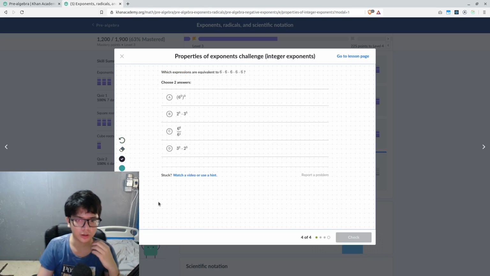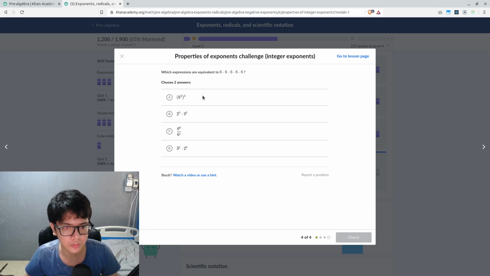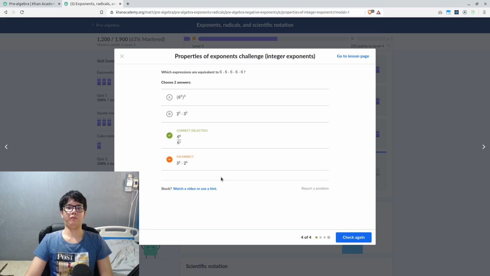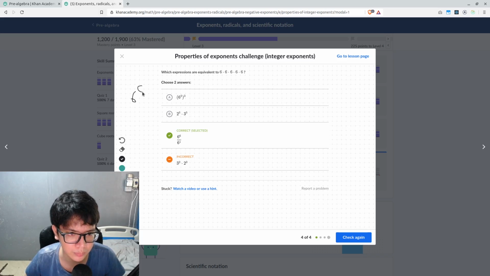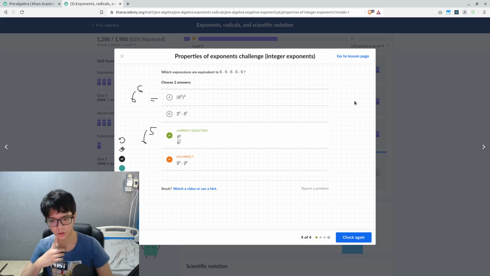Which expressions are equivalent to? Okay. Oh, 4, 5, 6 to the 5th. No. No. Yes. Yes. Oh shit. Oh no, I had a mistake. This is 6 to the 6th. We need 5, 6 to the 5. This one's... Wow, this is insanely hard.